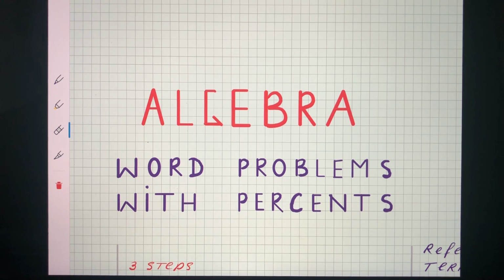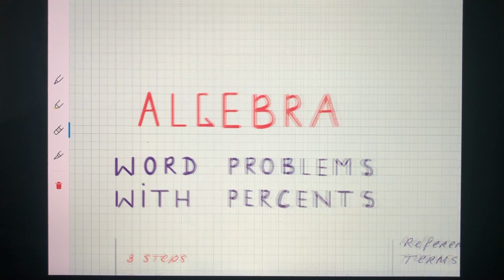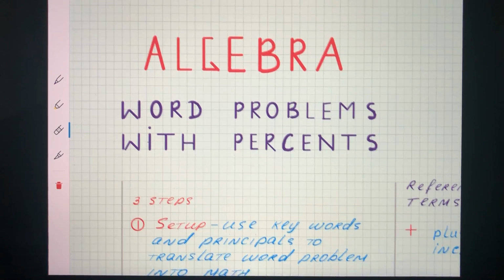Hello, welcome. In this video, let us look at two examples of word problems with percents. When we work with word problems, we usually follow a three-step process from the setup to solving to checking the answer. We have looked at this process in a different video. In this one, let us quickly remind ourselves what these three steps are.